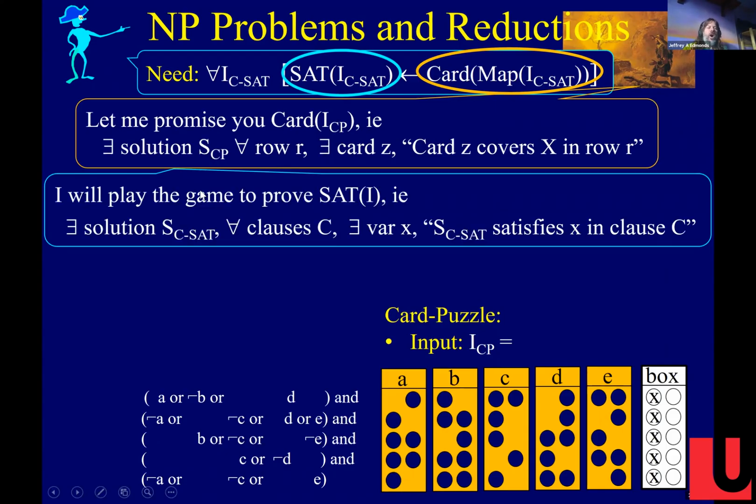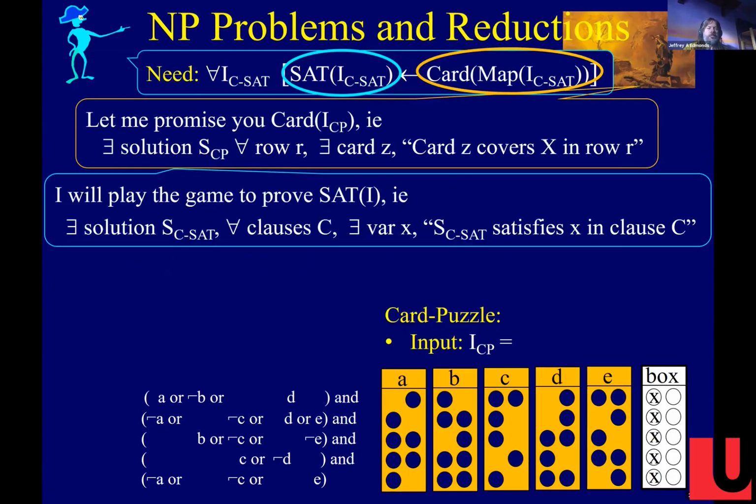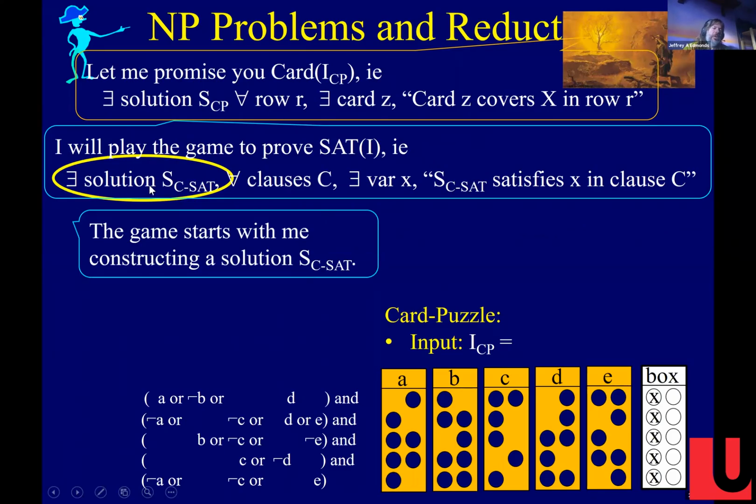All right, and what is our goal? Our goal is to prove that the clauses are satisfiable, right? How do we prove the clauses are satisfiable? Well, what are we saying? We're saying that there exists an assignment to the variables such that for every clause, one of the variables in the clause is satisfied, right? Everybody get that? So that's what we have to prove. So how do we prove it?